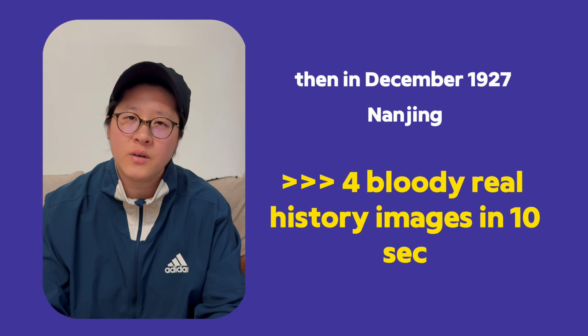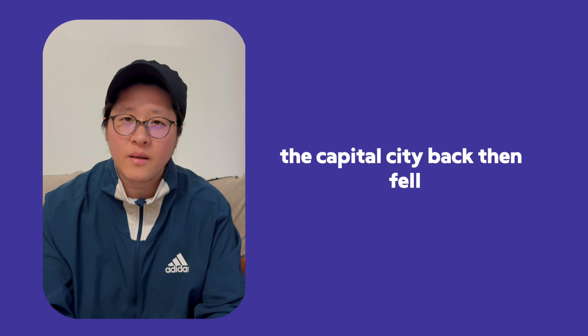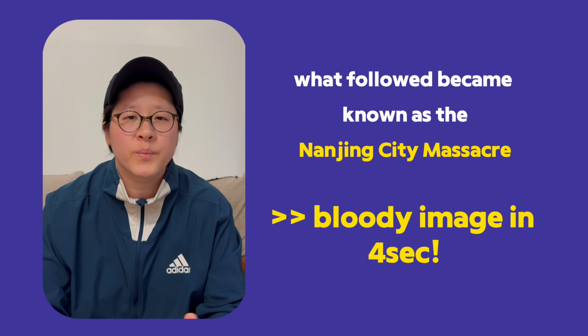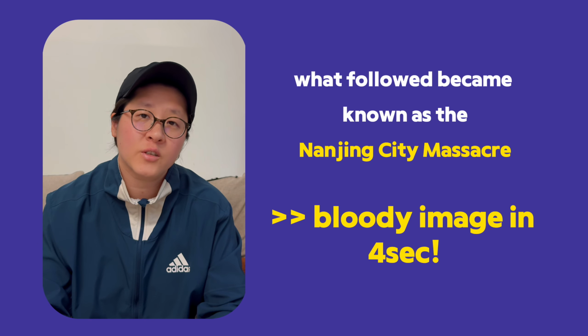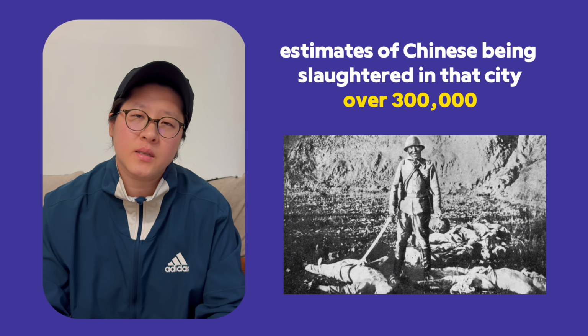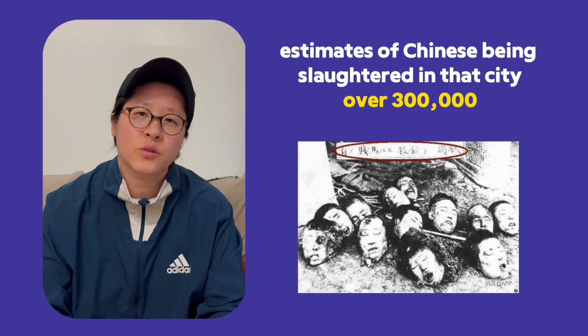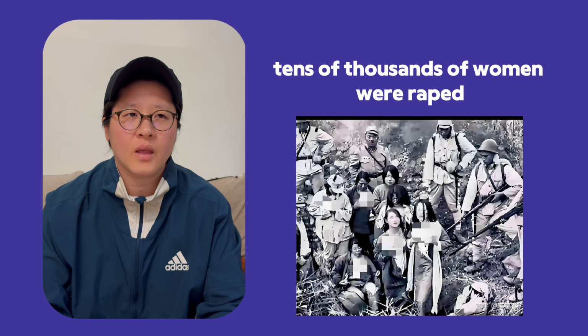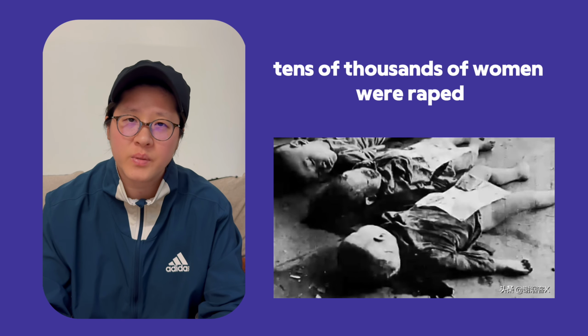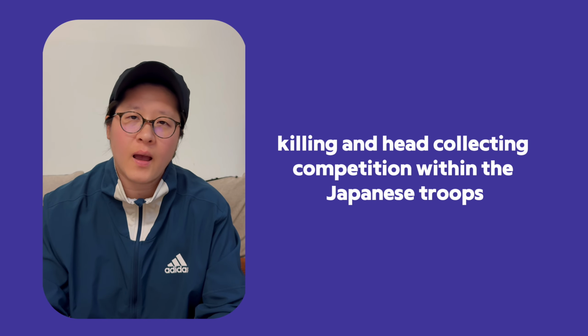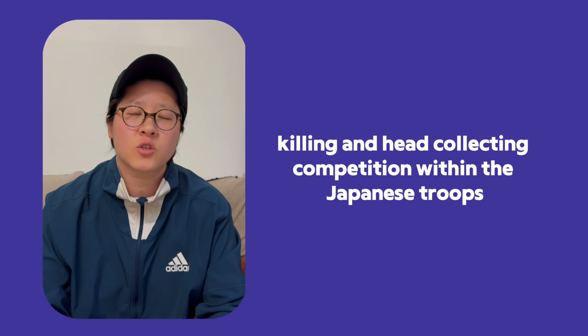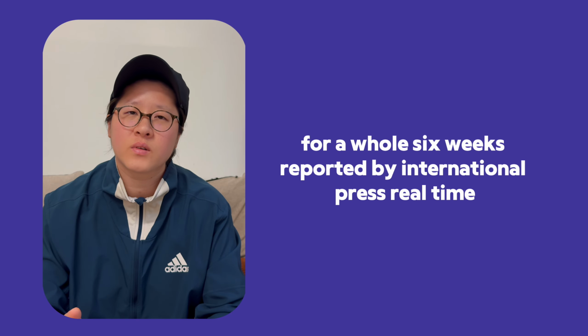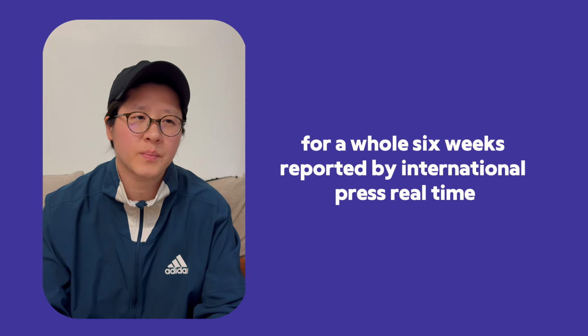Then in December 1937, Nanjing, the capital city back then, fell. What followed became known as the Nanjing City Massacre. Estimates of Chinese slaughtered in that city are over 300,000. Tens of thousands of women were raped, with a killing and head-collecting competition among the Japanese troops for a whole 6 weeks, reported by the international press in real time.